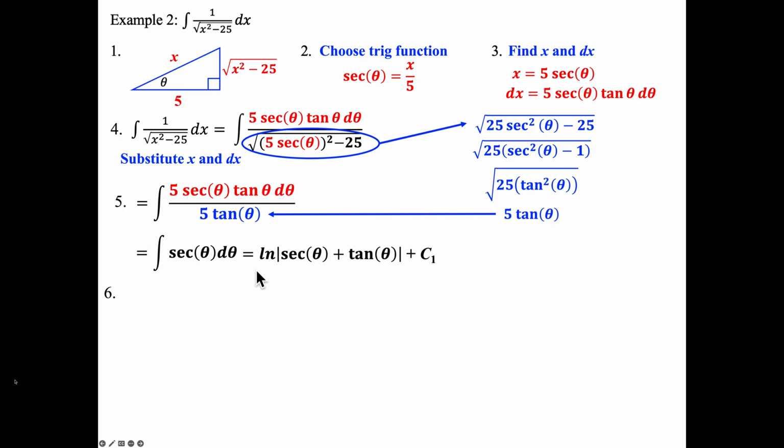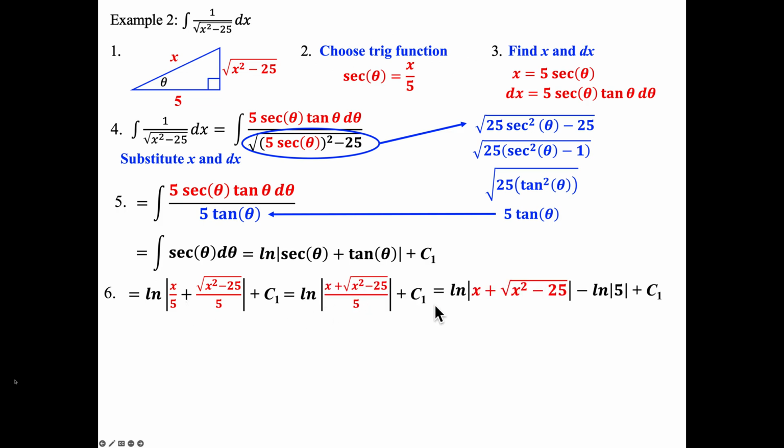Integrate secant theta d theta is the natural log of the absolute value of secant theta plus tangent theta plus that constant 1. Well, we already have secant theta, that's x over 5. Tangent of theta, that's opposite over adjacent. Add the two fractions, they have the common denominator, and again, use that quotient rule to bring out the minus natural log of the absolute value of 5, which again becomes one big constant. So my final answer is the natural log of the absolute value of x plus the square root of x squared minus 25 with a plus c.